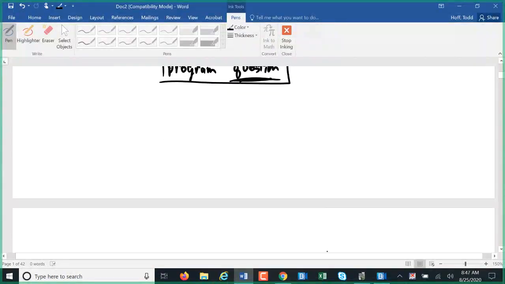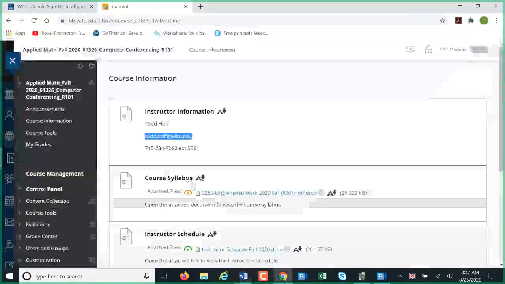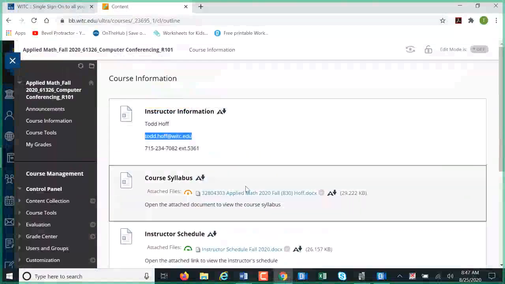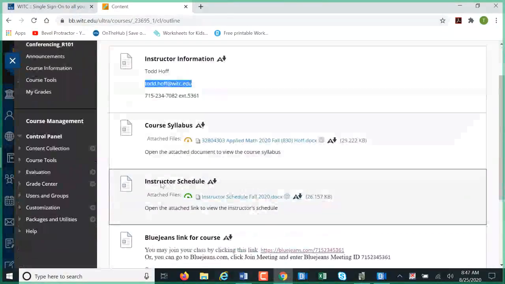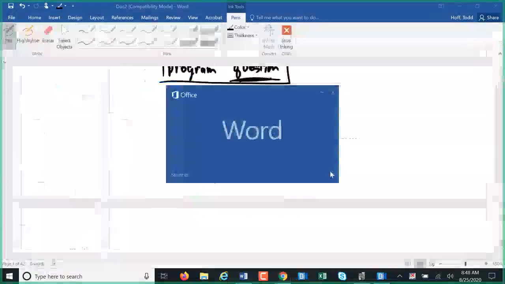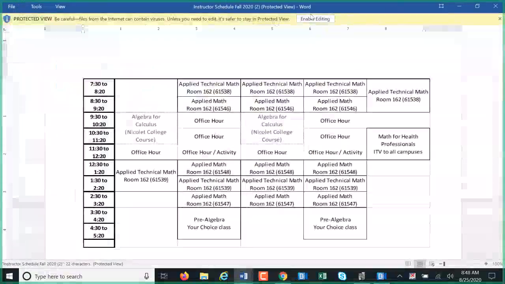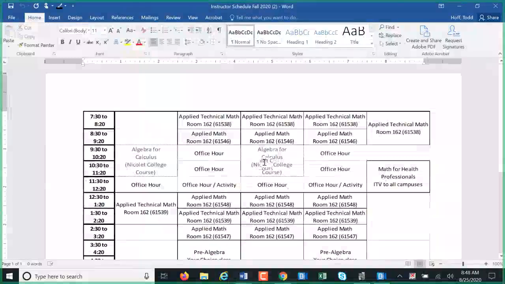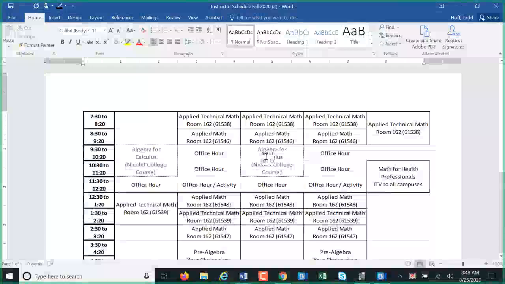Okay, so anyway, back to Blackboard here. Also on Blackboard in this course information section is the syllabus, which we're going to look at in a second. My schedule. Now, this is way more important when we're on campus so that you know when you can stop in my classroom and see me. But you will notice this Algebra for Calculus class got canceled last week, so that's not there. I'm open at this time.